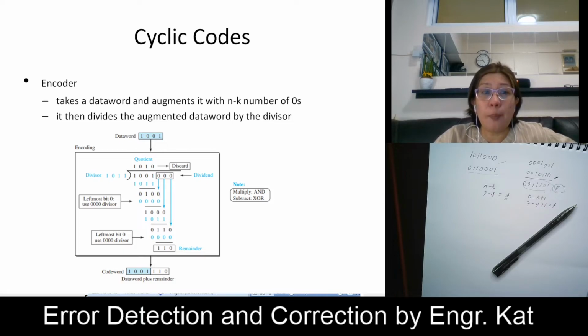So they are appended. Okay, so they are joined with the data word. In this case, our data word is 1001. So the remainder 110 is appended to your 1001, which happens to be the created code word. So that is how you create your code word.